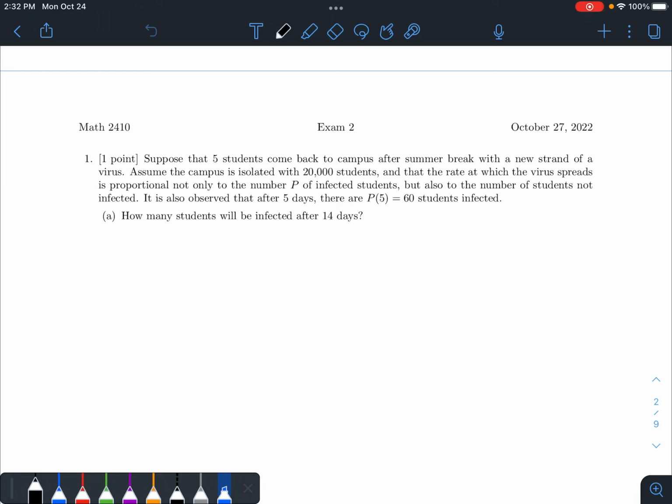So suppose that 5 students come back to campus after a summer break with a new strand of virus. Assume that the campus is isolated with 20,000 students, and the rate at which the virus spreads is proportional not only to the number P of infected students, but also to the number of students not infected. So that line right there is telling us dP/dt is proportional to population P times the number not infected. So if there's 20,000 students there, then 20,000 minus P are not infected. So this is just straight up telling us that it's a logistic equation.